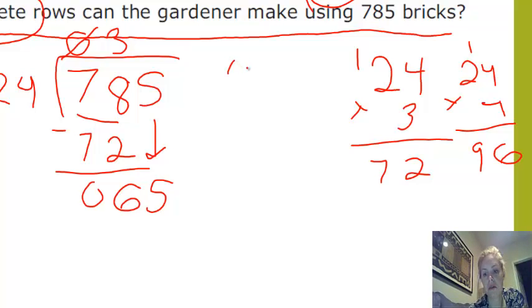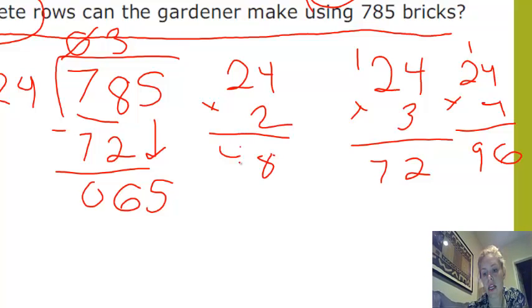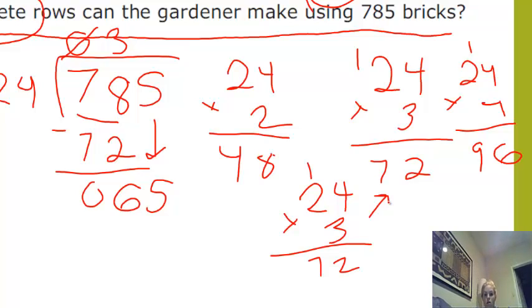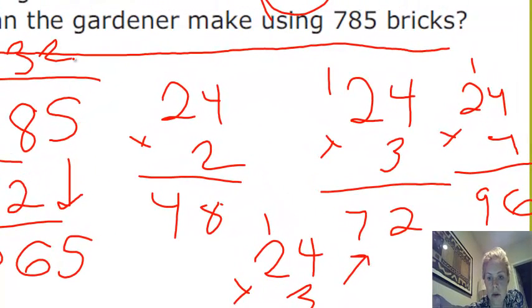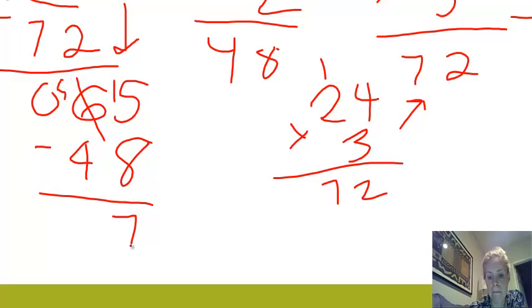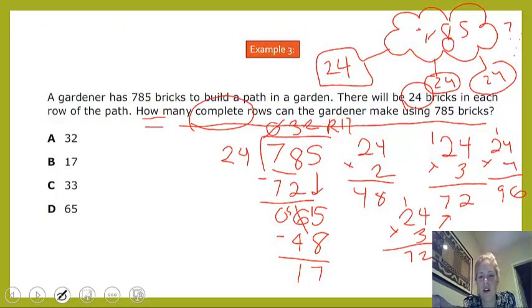Let's try 2 times. 24 times 2 is 48. Let's try 3 times just to be careful. 24 times 3. Ooh, we knew that was 72. I shouldn't have even done it. So I'm going to put up my 2 and 48. Make sure you subtract, and you're going to have to regroup. 15 minus 8 is 7. I have a remainder, so I have 17 bricks left over.